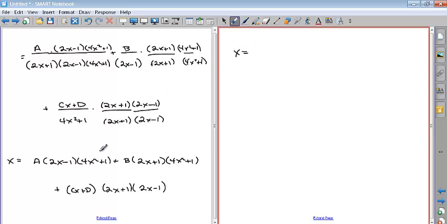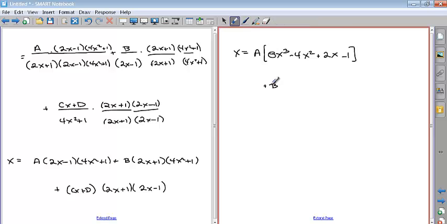So here we're going to have a times, so we'll use FOIL. We'll have 8x cubed, 4x squared times 2x, minus 4x squared, negative 1 times 4x squared, plus 2x, 1 times 2x, and then negative 1 times positive 1, which is negative 1. Okay, so that's the first one.